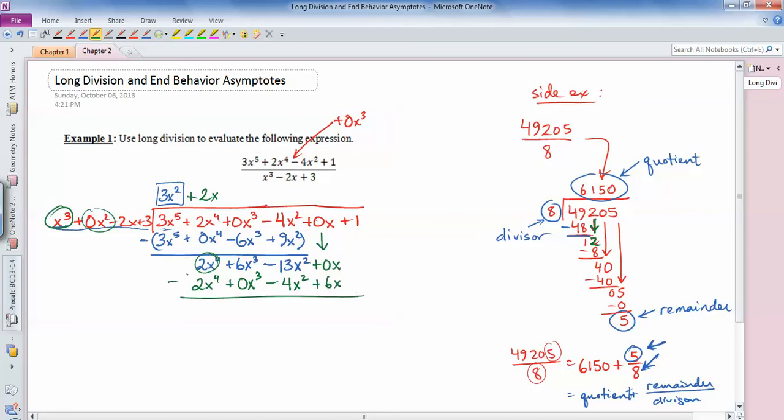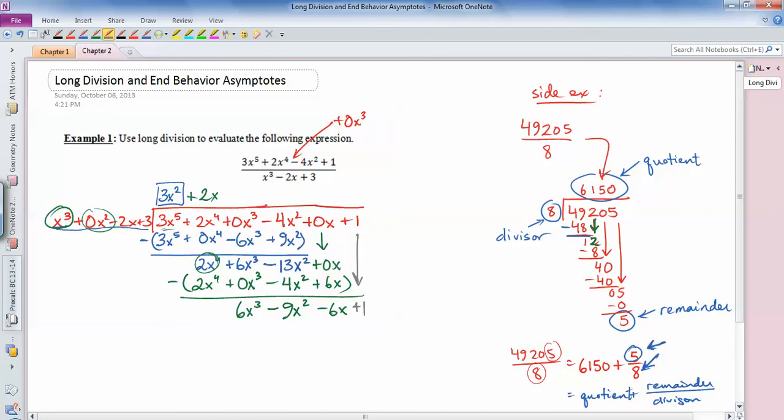And once again, I'm going to subtract that line out. So these cancel. 6 minus 0 is 6. Negative 13 minus negative 4 is really plus 4, so it becomes negative 9x squared. 0 minus 6x is negative 6x. And now I'm going to bring down my 1, plus 1. And then I'm going to do the process one more time.